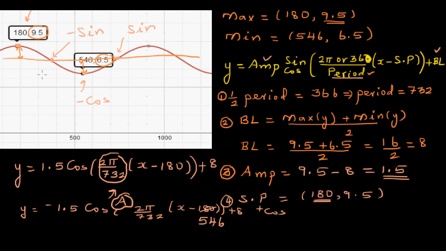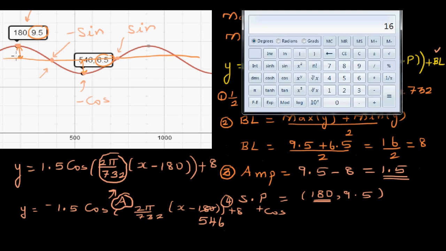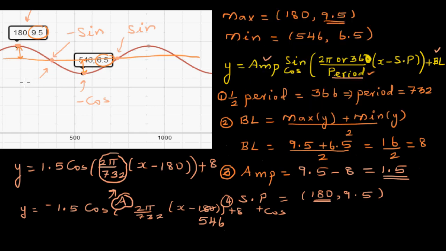Let me finish that off. Halfway between 180 and 546. So let me add 180 plus 546, equals 726, and that divided by 2, because I want to find halfway. So this is 363. So this point, if you want to write the coordinate, will be 363 comma 8.